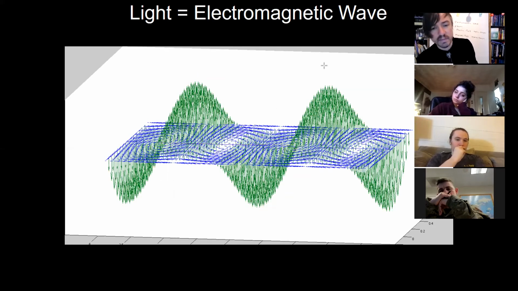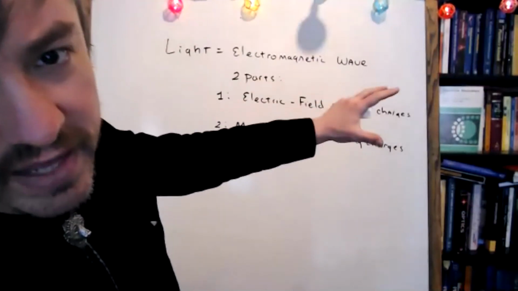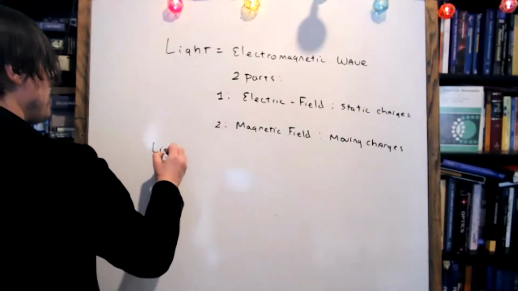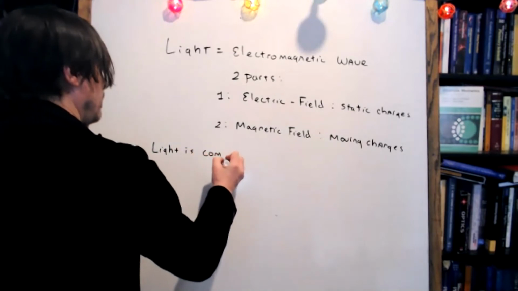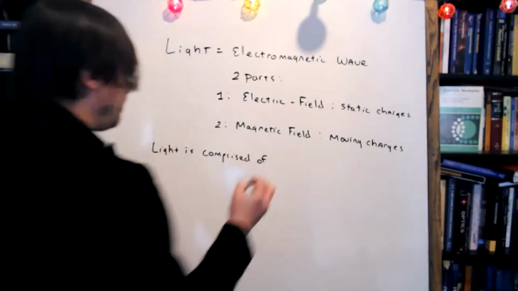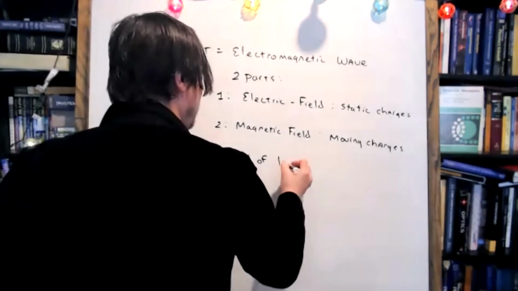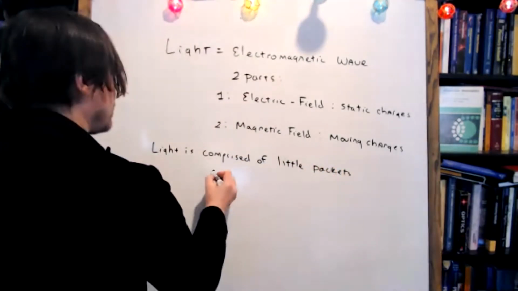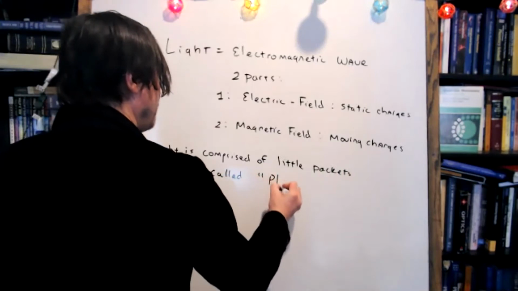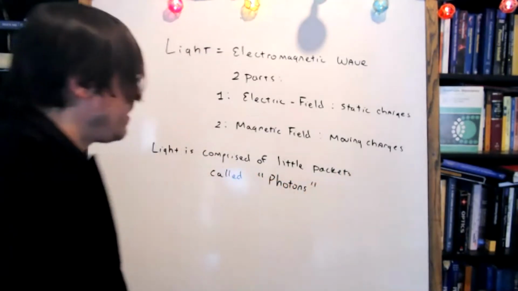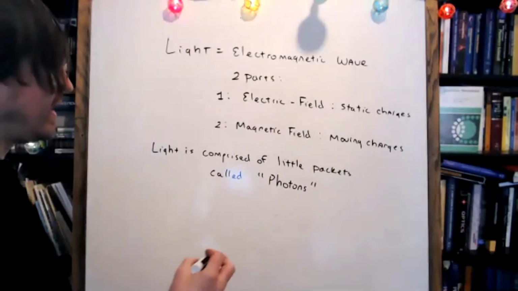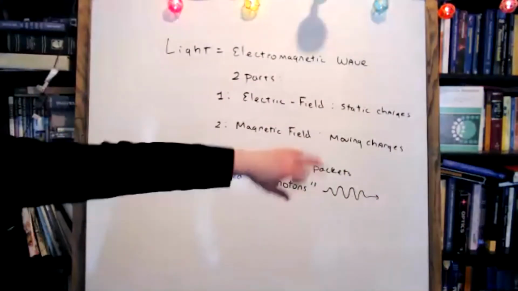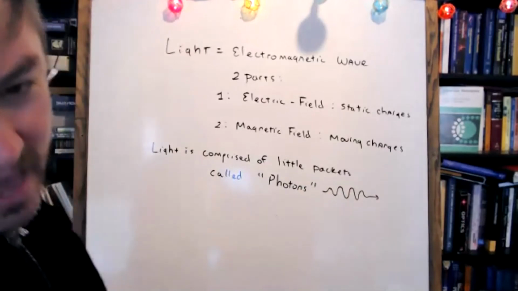I also want to say something else about light before I go on. The picture of light that you just saw was kind of a continuous stream of light. But light is comprised of little packets. Let's call them packets. I don't want to call them particles. Little packets called, you might have heard of this before, photons. A photon is a packet or like a particle of light. You might imagine drawing it as a wave that's kind of localized in space. It's kind of like a little moving BB wave, okay?